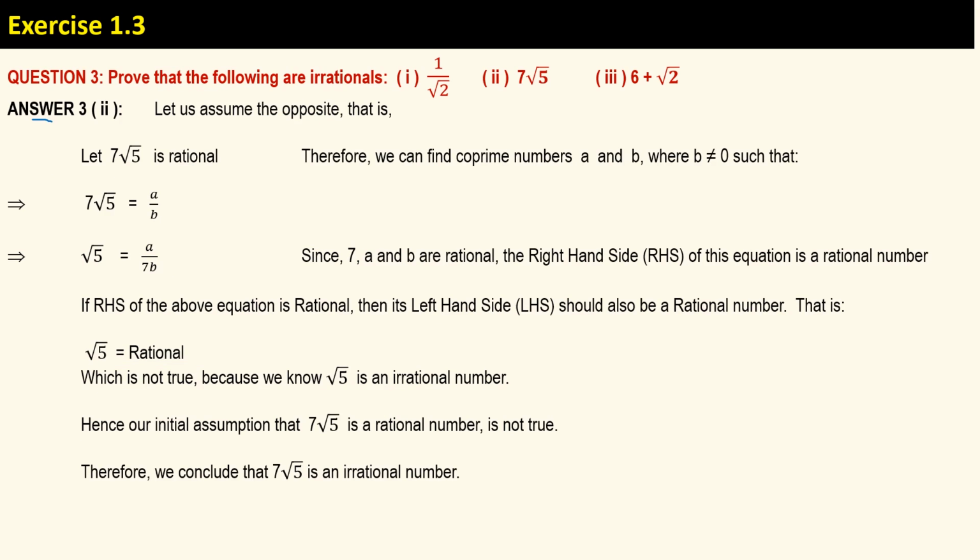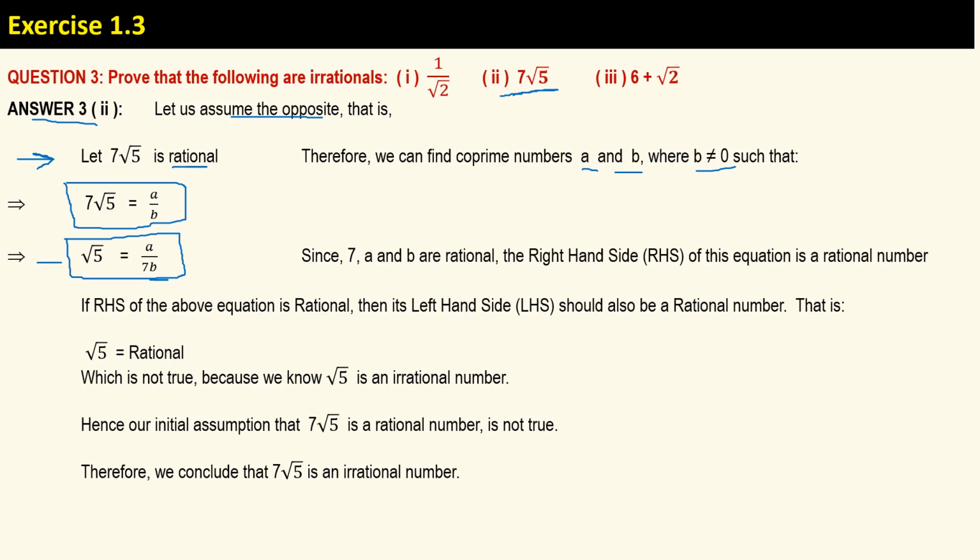Let's now solve part 2, that is 7 times square root of 5. Let's start by assuming the opposite. So let's say that 7 times square root of 5 is rational. If this is rational, we can find co-prime numbers a and b, where b is not equal to 0, such that 7 times square root of 5 is equal to a divided by b, which implies that square root of 5 is equal to a divided by 7 times b.